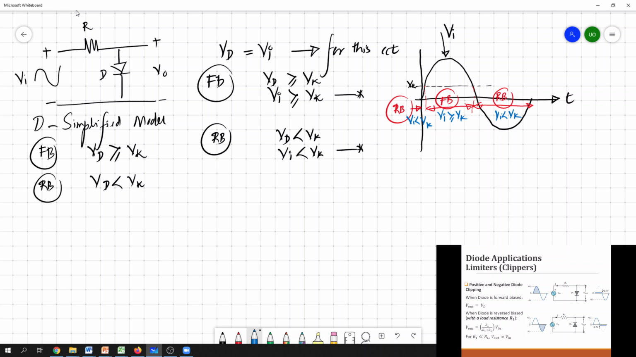So then we'll analyze the circuit and find the output for these two states. So when this diode is forward bias, when this is forward bias, we can simplify the circuit like this.